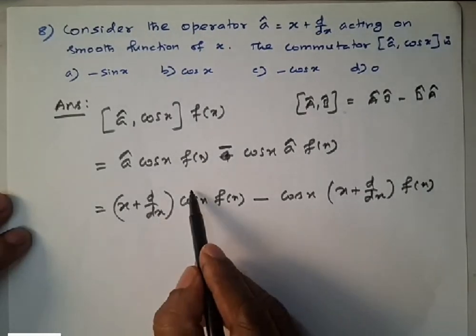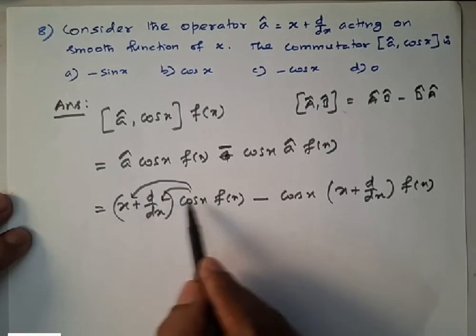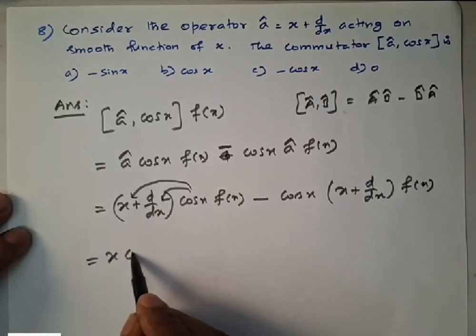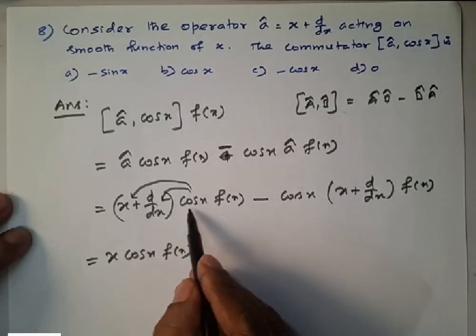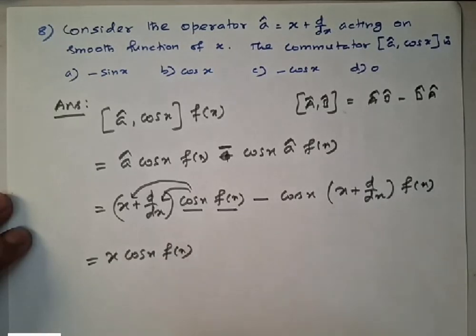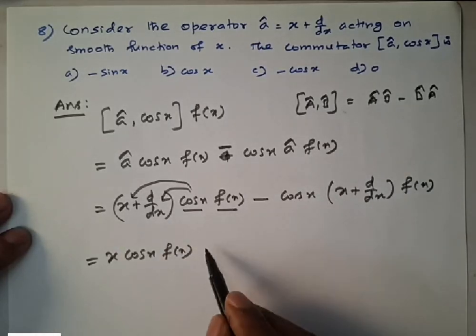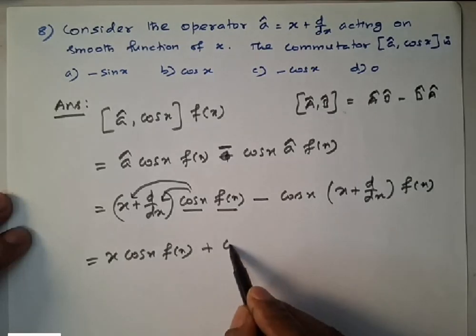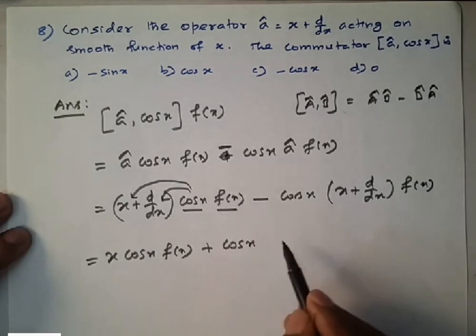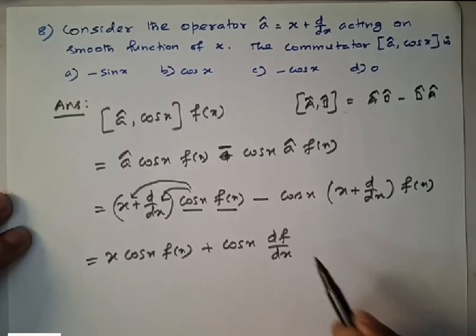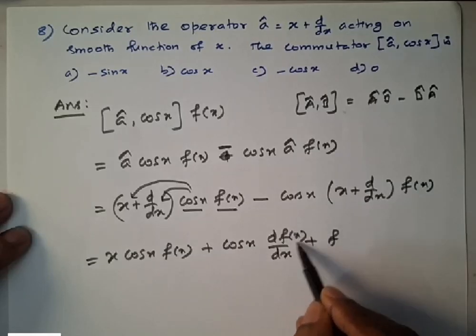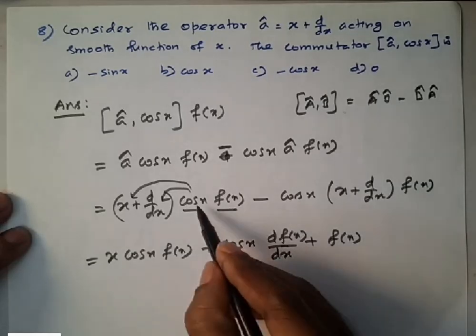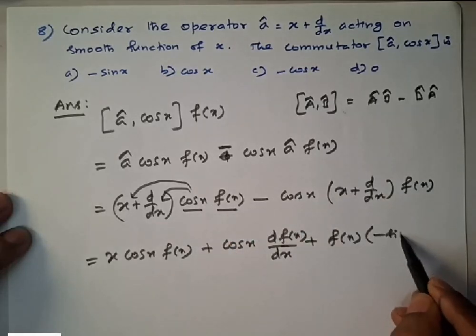Now we have to multiply this here and this here. Here it is just a multiplication, so x into cos x into f of x. And here you have to differentiate. I have cos x and f of x, two functions, so I should use the UV formula. Keep cos x as such and differentiate f, so we get df by dx, plus keep f of x as such and differentiate cos x, which gives minus sin x.